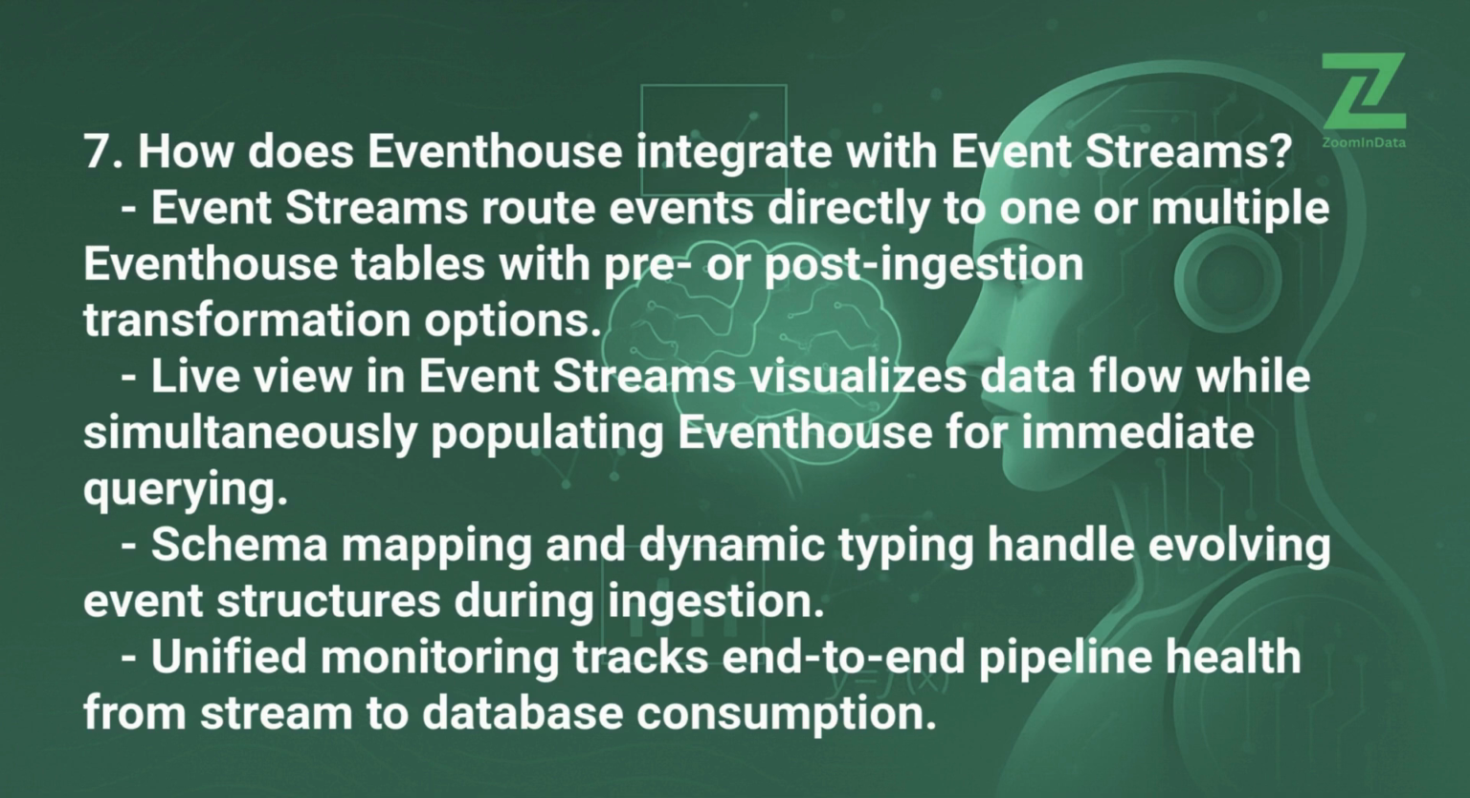7. How does Eventhouse integrate with event streams? Event streams route events directly to one or multiple Eventhouse tables with pre- or post-ingestion transformation options. Live View in event streams visualizes data flow while simultaneously populating Eventhouse for immediate querying. Schema mapping and dynamic typing handle evolving event structures during ingestion. Unified monitoring tracks end-to-end pipeline health from stream to database consumption.